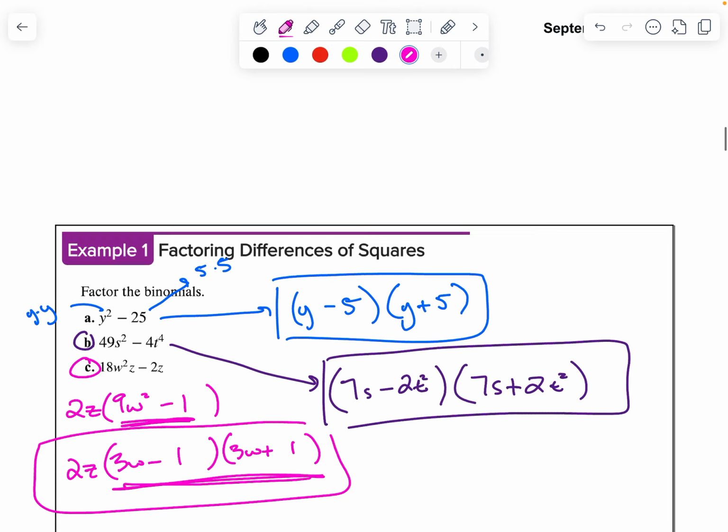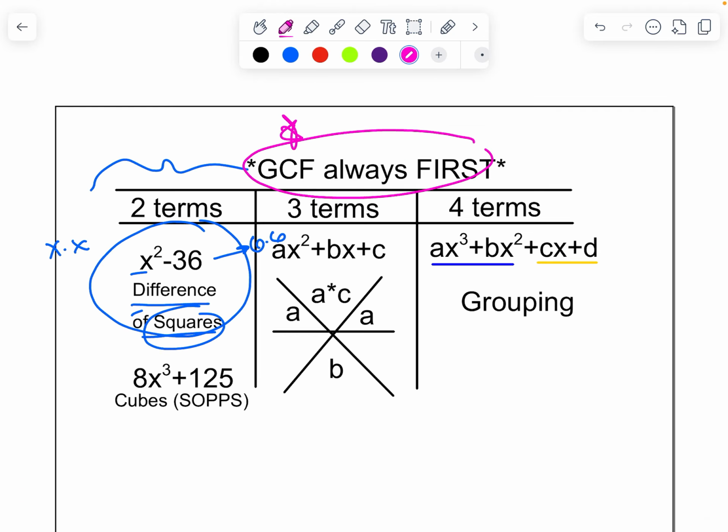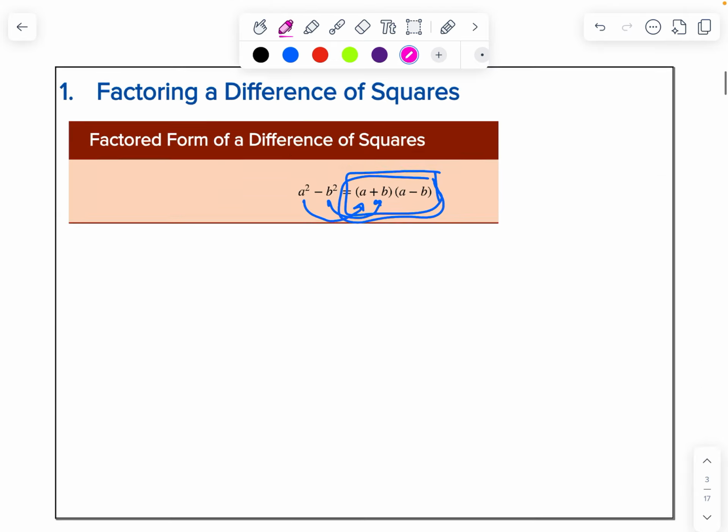You can combine, I have not said this, but you can combine any number of these, right? You could do GCF and difference of squares. You could do difference of squares and then grouping. You could do grouping and then difference of squares, or star method and then difference of squares. You can combine them in any way.